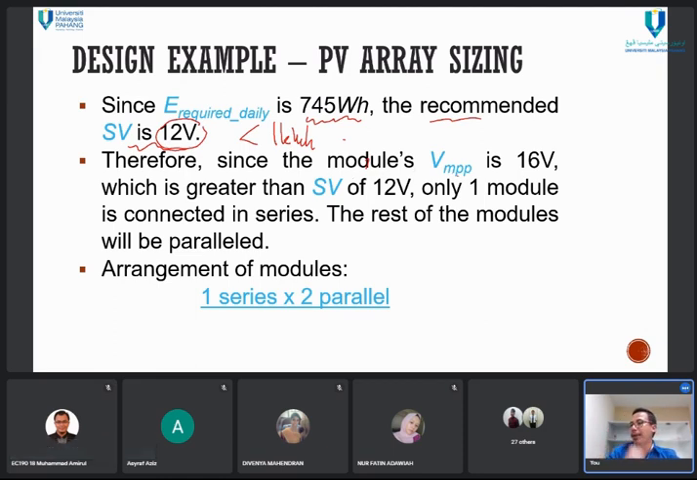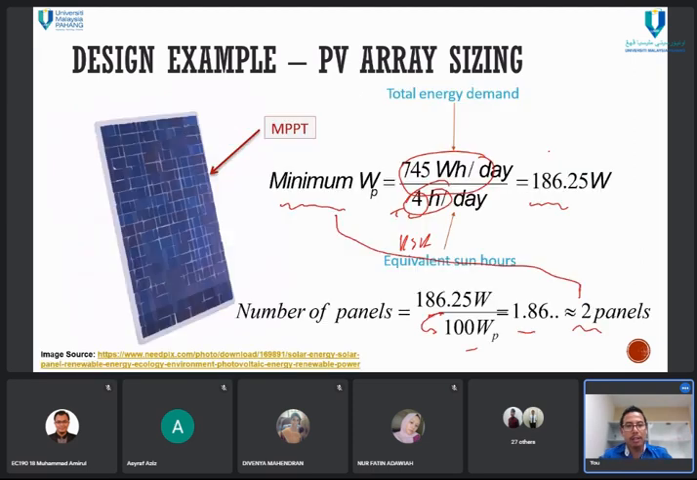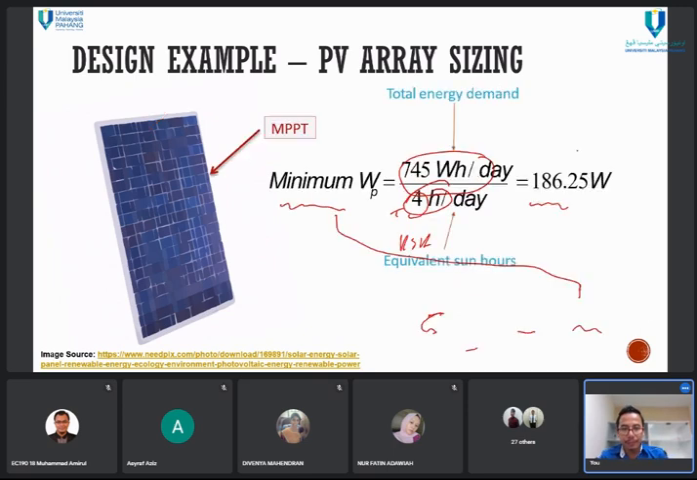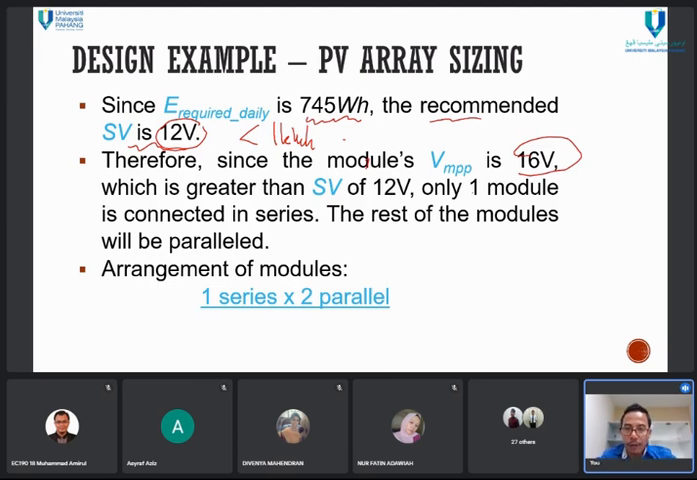Therefore, since the module's VMPP is 16 volt, where is that 16 volt coming from? It comes from here. The VMP here is 16 volt. Therefore, since the module VMPP is 16 volt, which is greater than the system voltage, only one module is connected in series. The rest of the modules will be in parallel. I repeat: our VMP is 16 volt, but the system voltage is 12 volt. So it's enough for us to charge the battery.